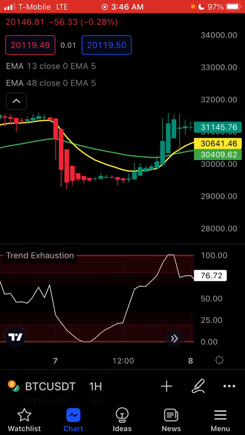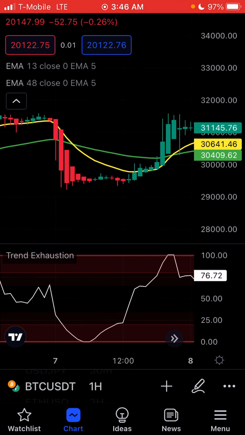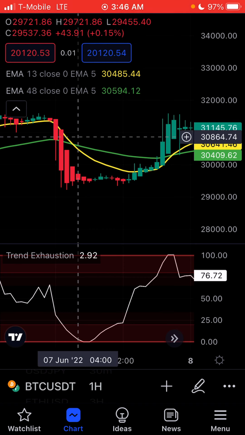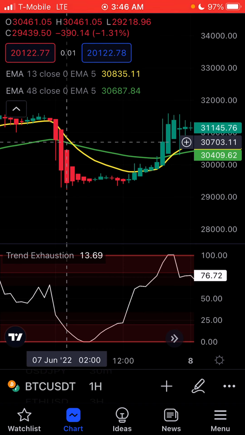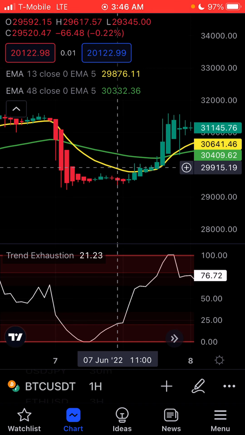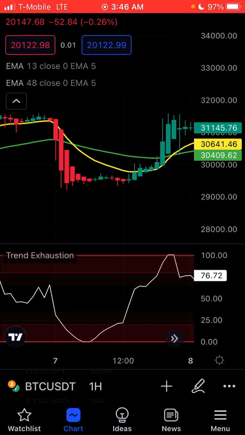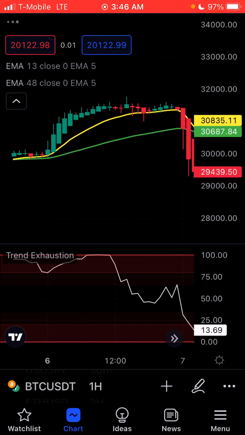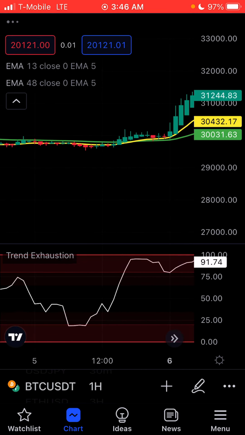Here's a moment when you see it's crossing down. So that means if you look at both, right here, it's crossing down. So that market's going down. So let's see if we can find a moment when it goes up.